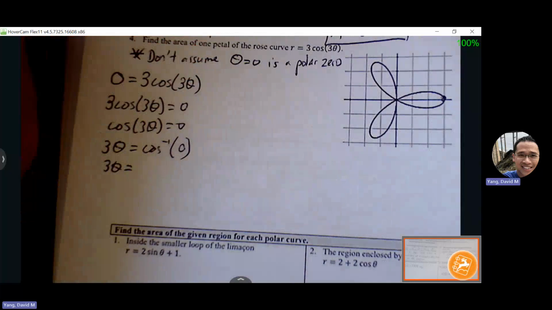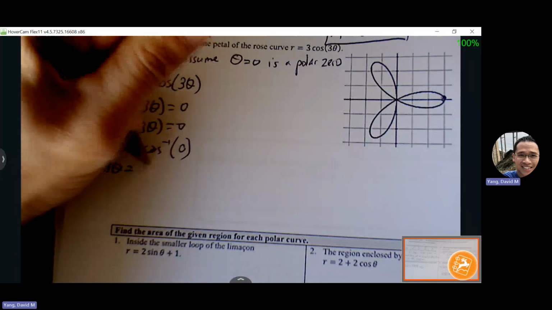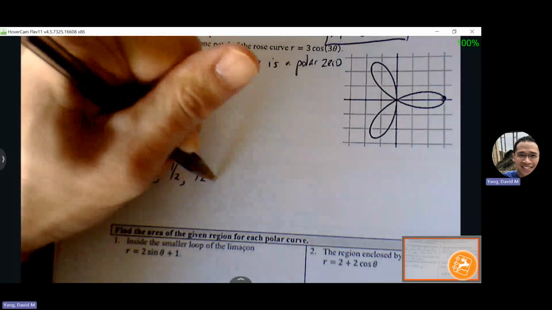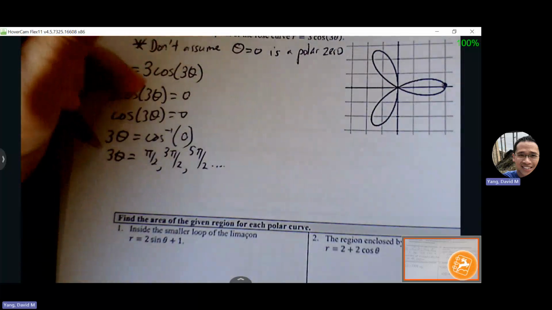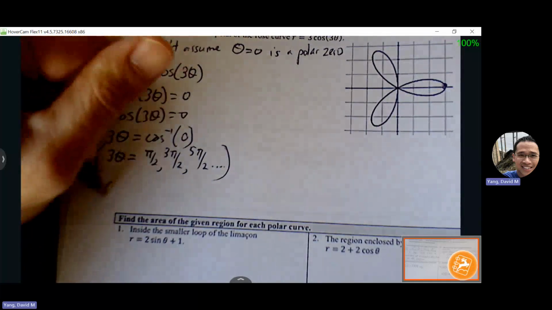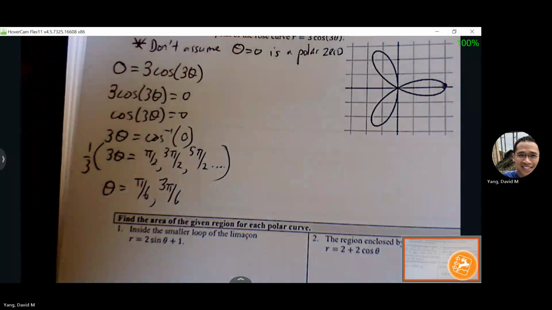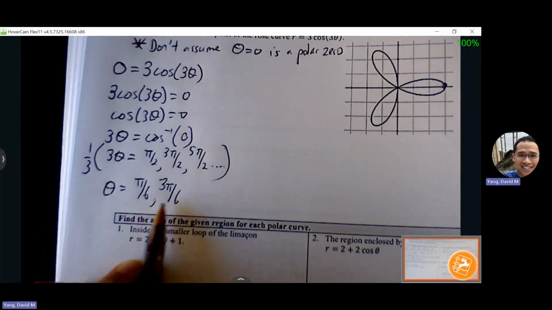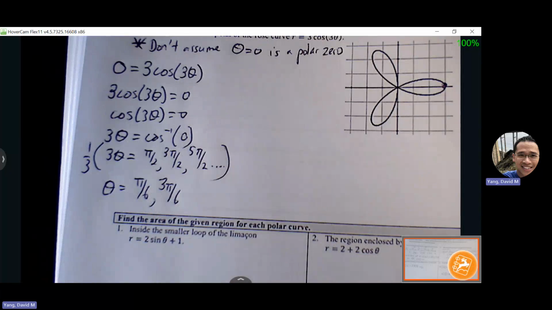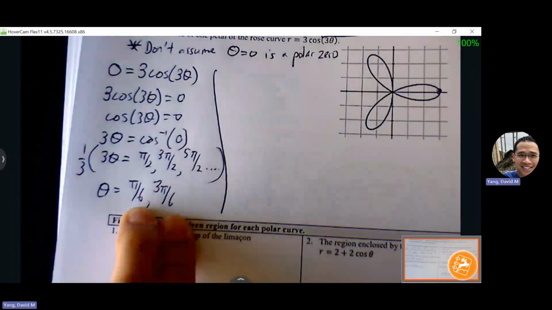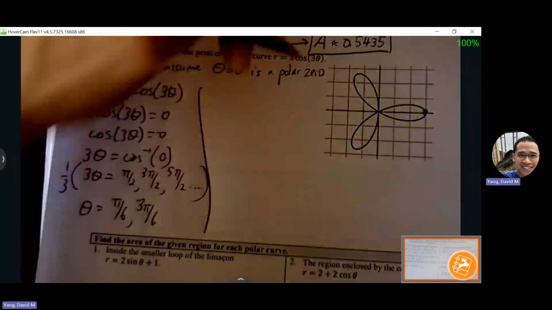So let's list out a couple of places. Where's cosine equal to 0? Pi over 2. Keep adding 2 pi to get to the next value, but this should be enough, right? Divide by 3 is the same thing as multiplying by 1/3. So we know that pi over 6 is a polar 0, 3 pi over 6 is a polar 0. And if we have consecutive polar zeros, we know the curve will cut off and create one full petal. So once we have 2 polar zeros, that's enough for us to create our area.